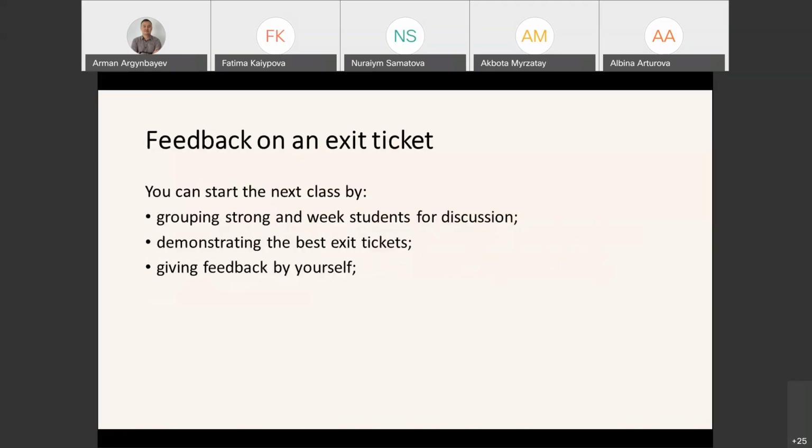Feedback on exit tickets. You can start the next class by grouping strong and weak students for discussion. Put them in groups. Demonstrate the best exit tickets and then give feedback by yourself. Maybe you'll ask the same questions and students will discuss it in their groups. And then you can give feedback depending on the answers on the exit tickets.